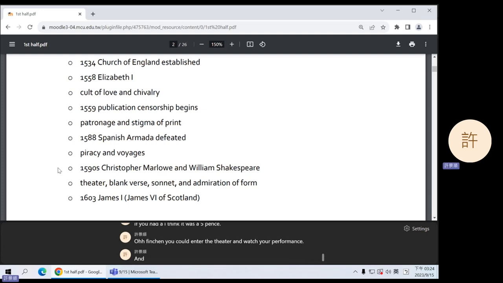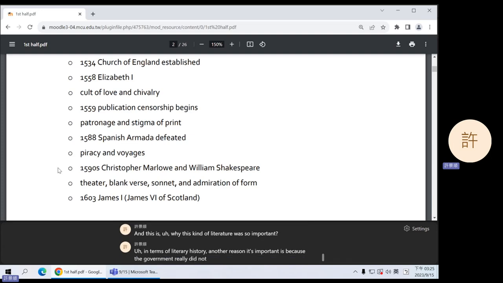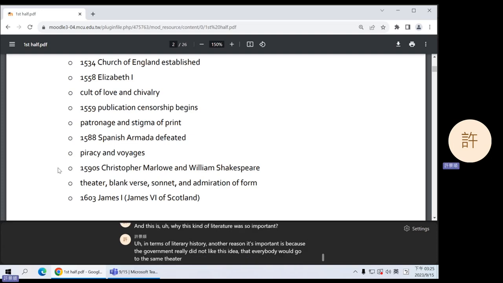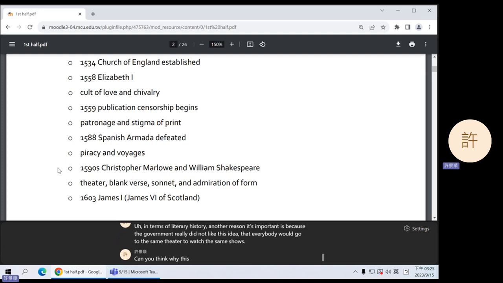And this is why this kind of literature was so important in terms of literary history. Another reason it's important is because the government really did not like this idea that everybody would go to the same theater to watch the same shows. Can you think why this would be a bad idea for the government?